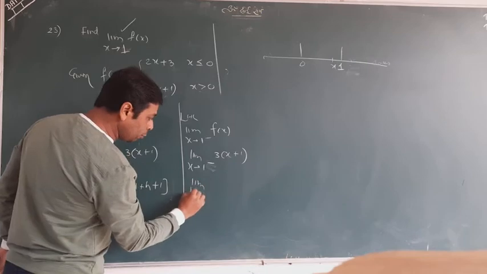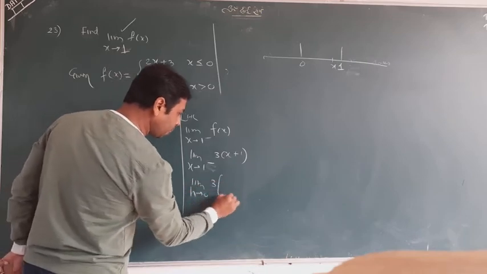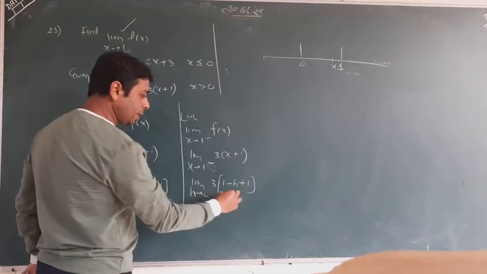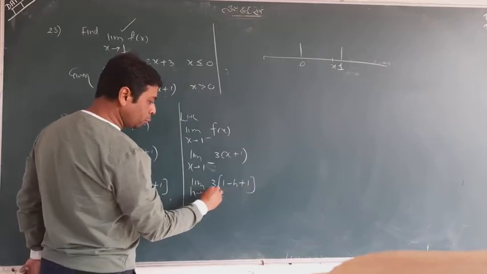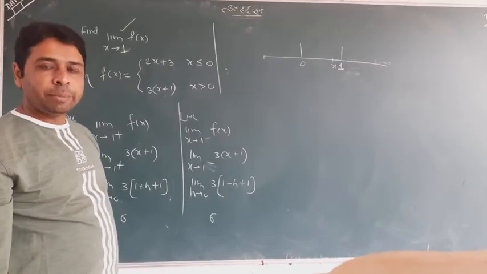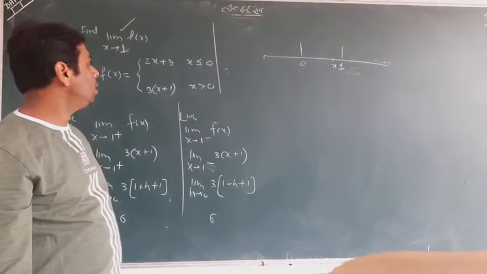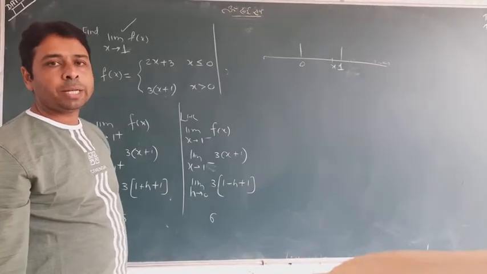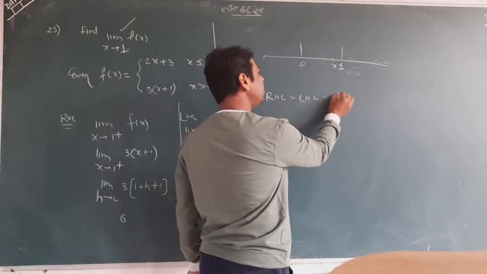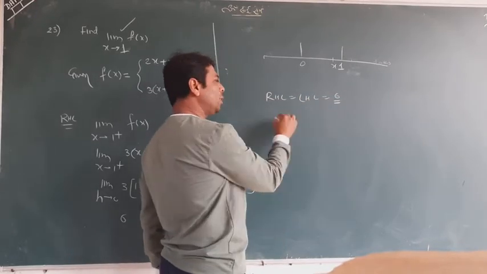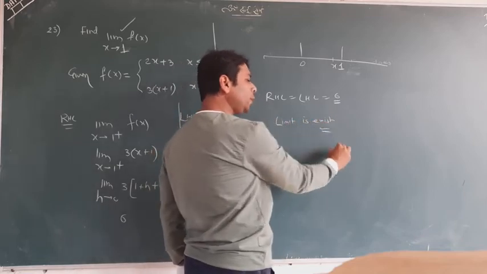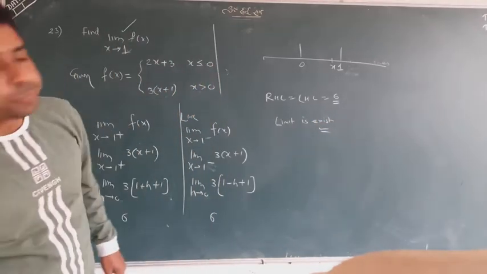So I now put h tends to 0. I change in h, instead of x I will write 1 minus h plus 1, and again h will be 0, and 1 and 1 2 3 is 6. So both are coming equal. It means that the limit exists and your answer is 6. So that is a simple concept, you got it. Right hand limit equal to left hand limit is equal to 6. The value of function is 6 and limit also exists. This is a way of doing the question. Hope you have got it.